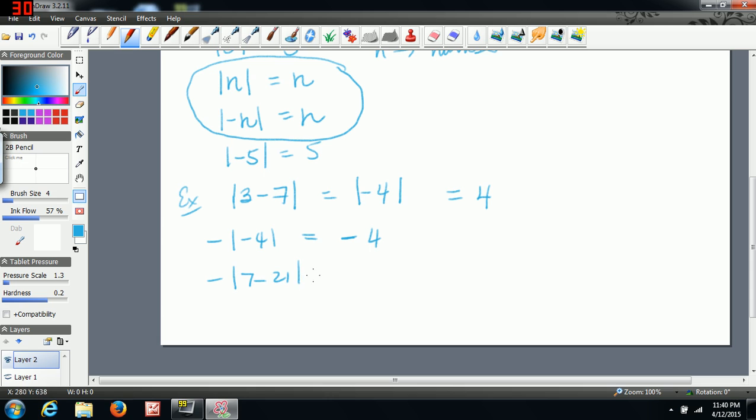-7 minus 21 minus 13 minus 19. Again, this is very confusing. If you have absolutes here, you can't just apply the absolute to the 7 and the -21. That's incorrect. So like I said, think of them as brackets, okay?